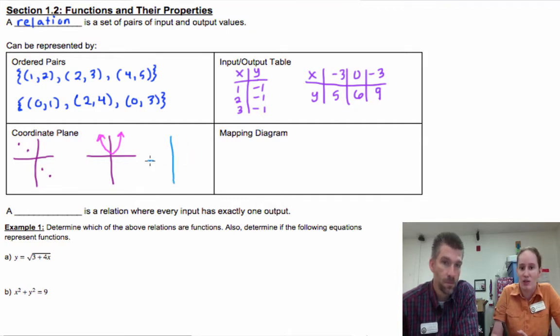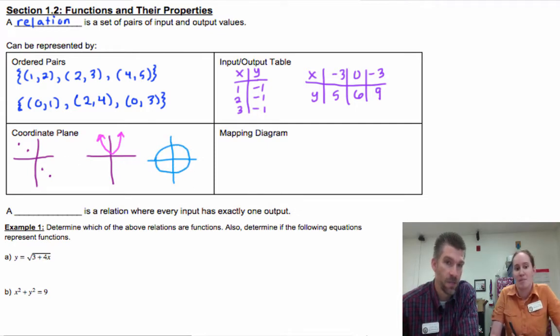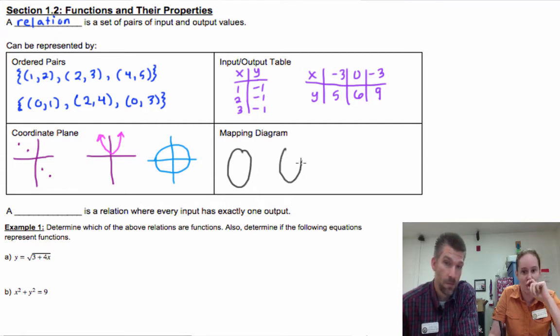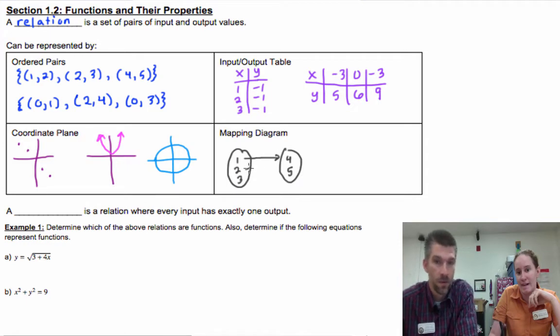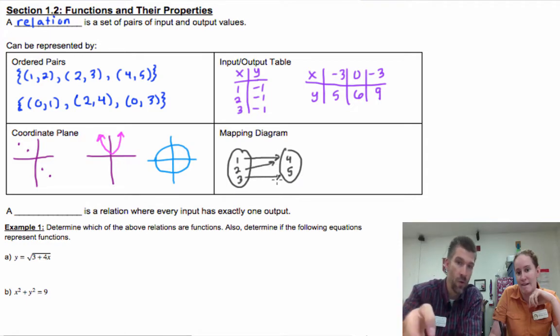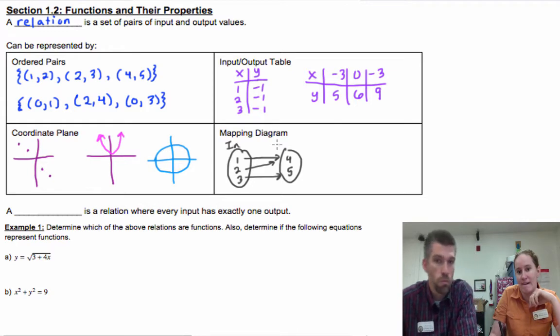Or you could have a graph that looks like this. That looks like a conic section, like a circle or an ellipse. Okay, and then the mapping diagram is the one that we'll see the least, and it has more application in super obscure levels of higher math. You've got two circles, an input and an output circle, with numbers in each, and you draw a line from the input to the output. So that means 1 goes with 4, 2 goes with 4, and 3 goes with 5.